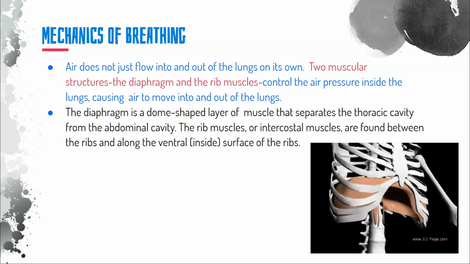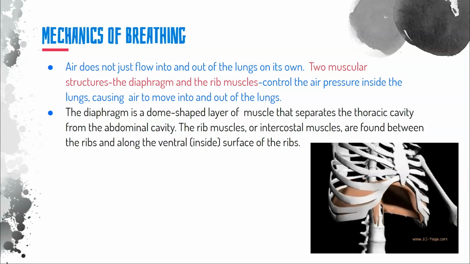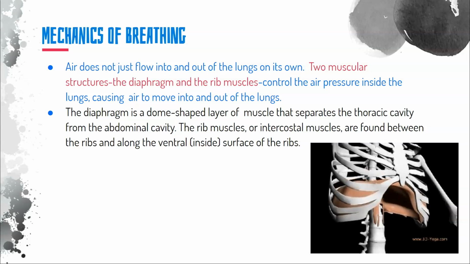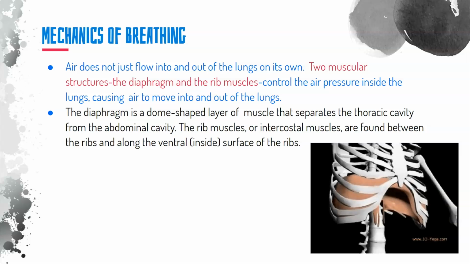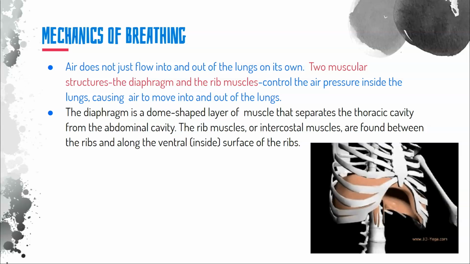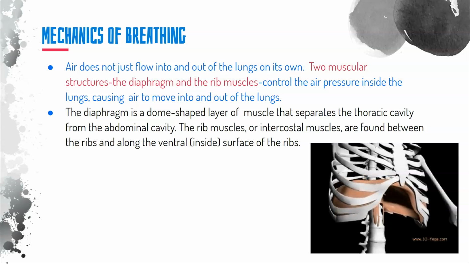But here's where it gets really important. If your lungs didn't have space to move, you wouldn't be able to bring in a lot of air. So air doesn't just flow in and out of the lungs. What it does is it utilizes pressure, but it also uses two muscular structures called the diaphragm and the rib muscles, or the intercostal muscles, and the air pressure to help move air in and out of your lungs.